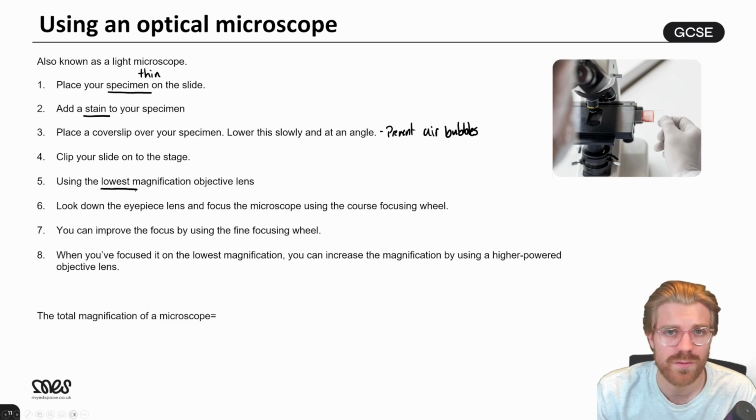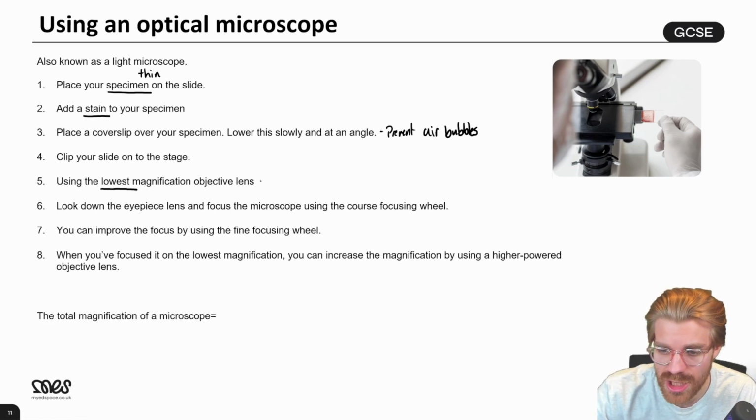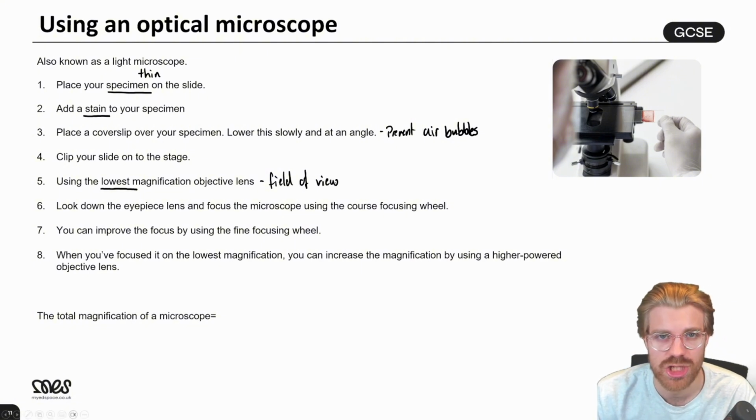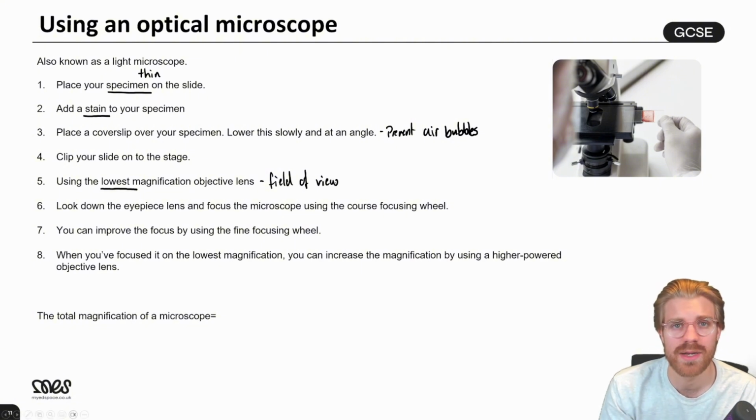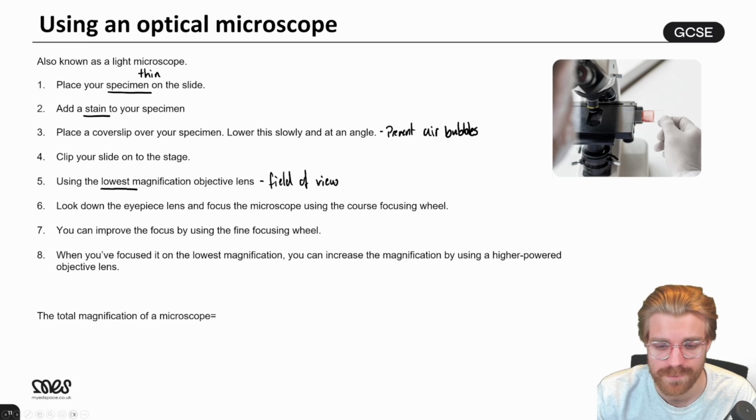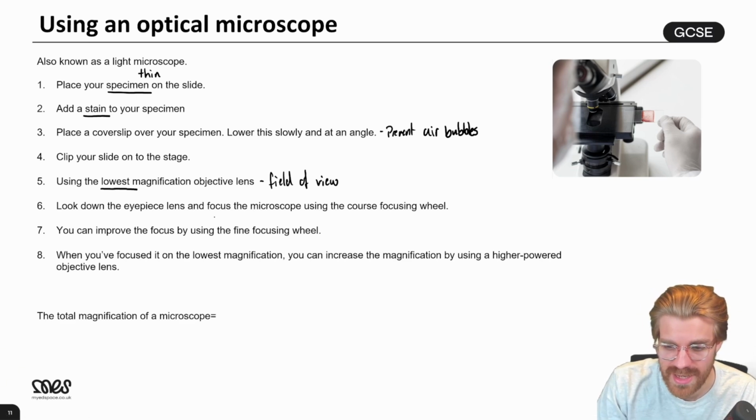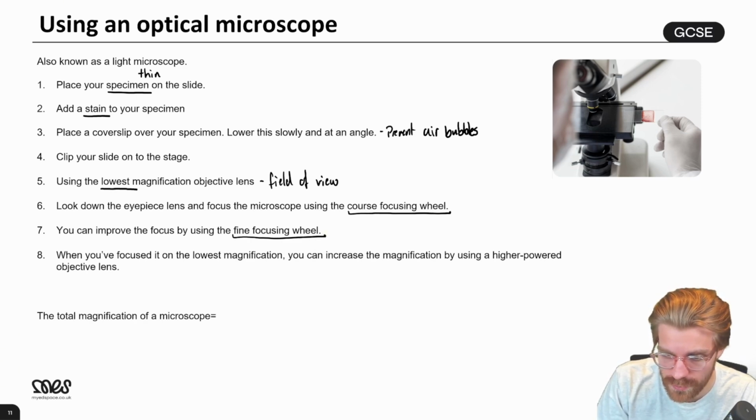We're then going to clip the slide onto the stage and start by using the lowest magnification objective lens. The reason for that is because that produces the largest field of view. It means we can see the most number of cells initially, and we can then determine where we might want to produce a larger image and therefore increase the magnification. We're going to look down the eyepiece lens and focus the microscope using the coarse focus wheel. We can then improve the focus using the fine focus wheel as well.